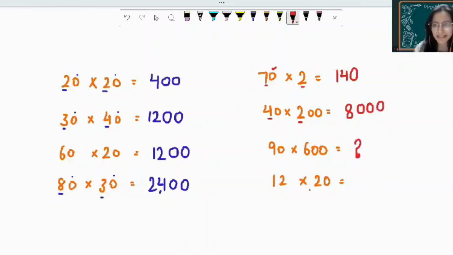Okay. Next, 12 times 2. How much is that? It is going to be 24. We put 1 zero. It is going to give you 240, which is your answer.